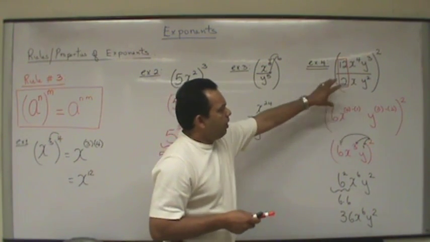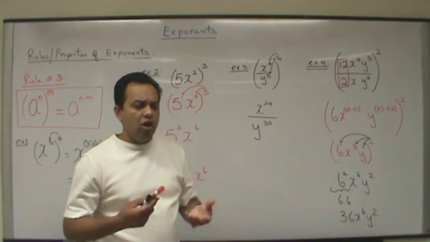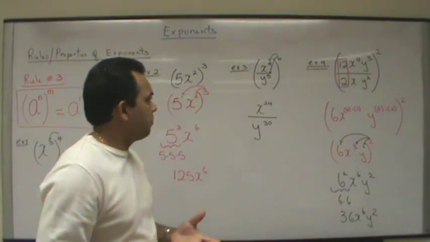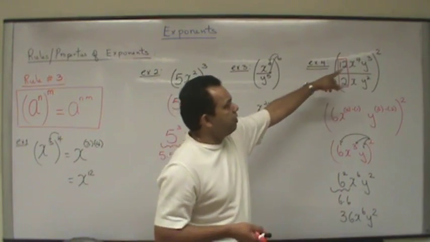So these are very common where you'll have to simplify using order of operation, we simplify the parentheses first before we start distributing the outer exponent.